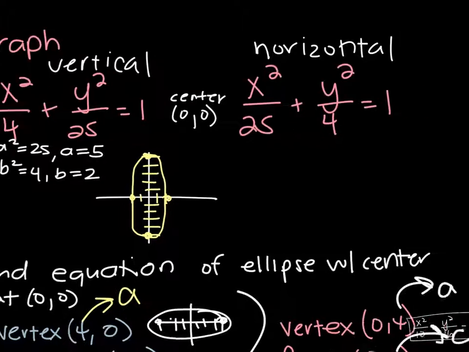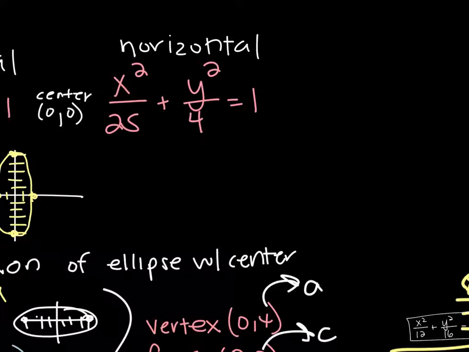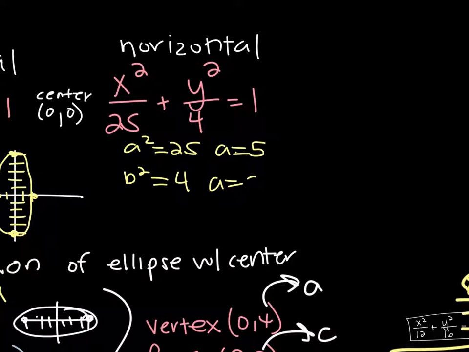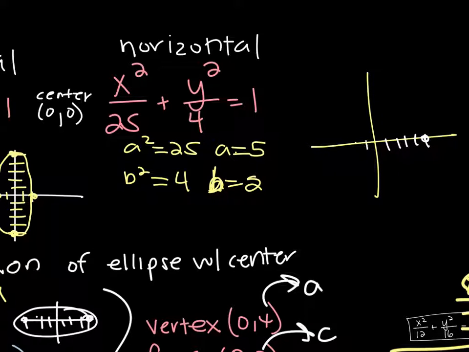All right, so this one we've already determined is horizontal because the bigger number's under the x, which would make it horizontal. The a squared is still the bigger of the two, which is 25, making a 5. The b squared is the smaller of the two, 4, making b 2. And then it's horizontal, which means I'm going to the right 5, left 5, up 2, down 2.